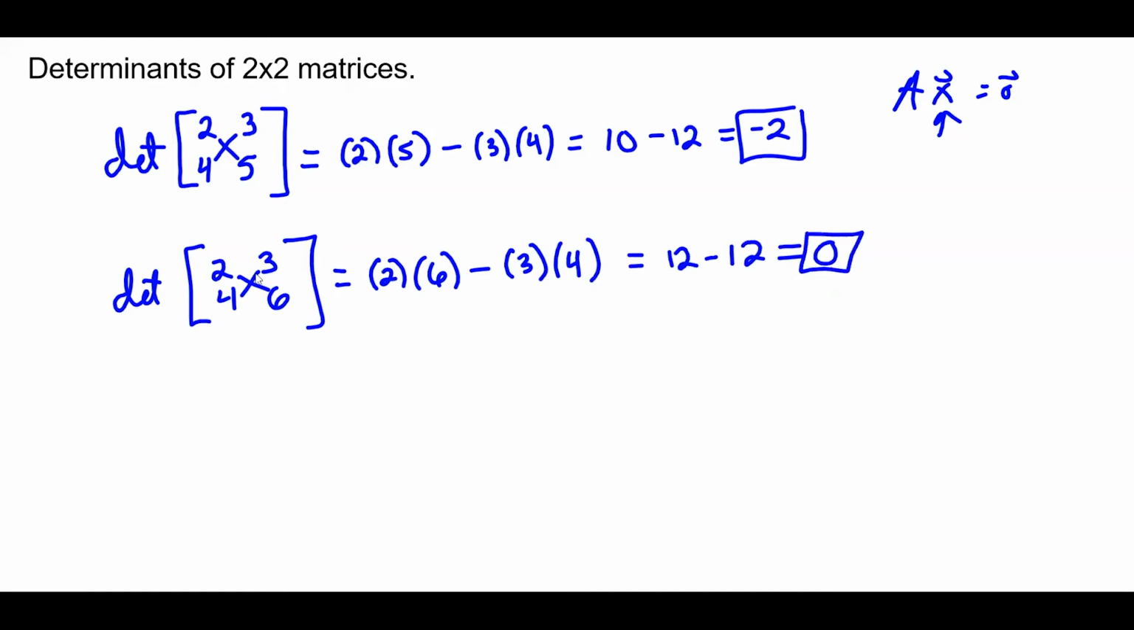So that tells us that this matrix will not reduce to the identity. The columns are not independent. It's not going to span R2. And all that stuff that I said before, all that stuff would not be true.